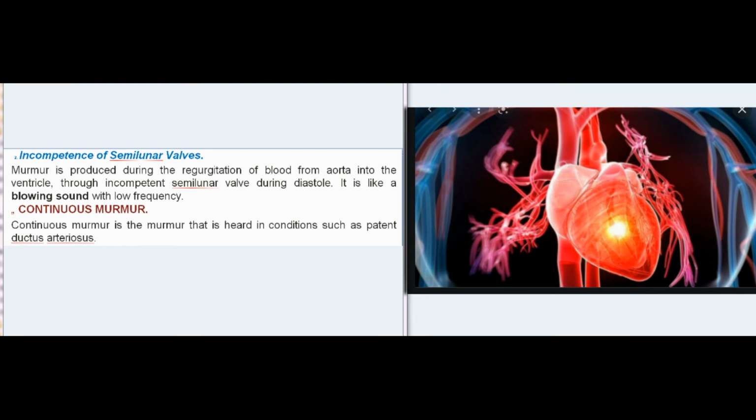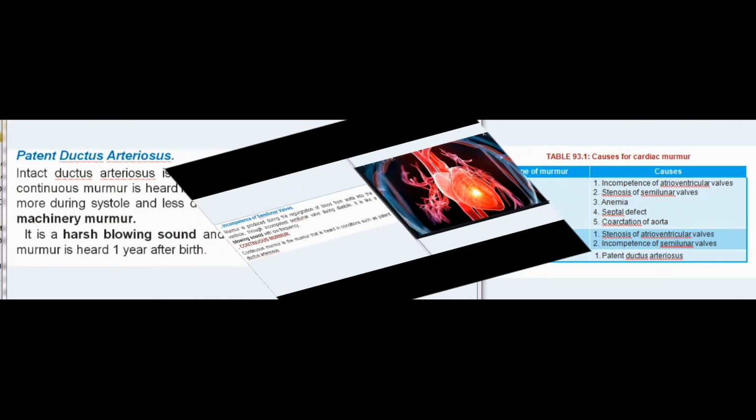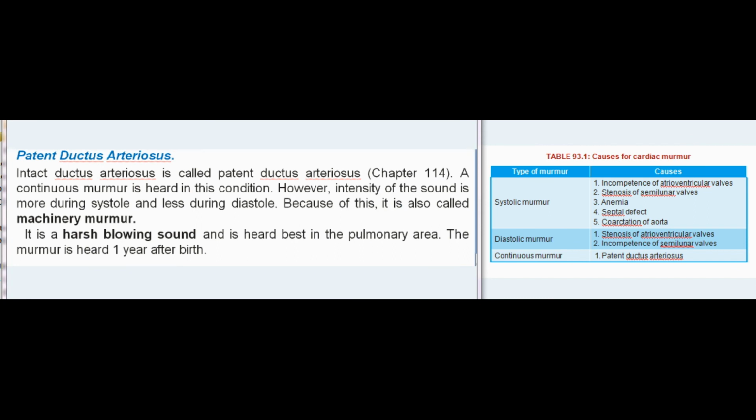Continuous murmur. Continuous murmur is the murmur that is heard in conditions such as patent ductus arteriosus. Patent ductus arteriosus. Intact ductus arteriosus is called patent ductus arteriosus, chapter 114. A continuous murmur is heard in this condition.